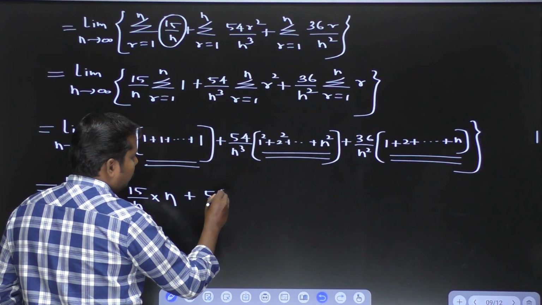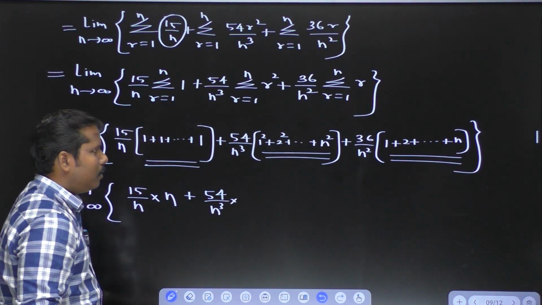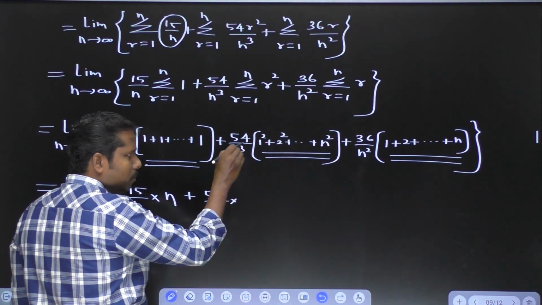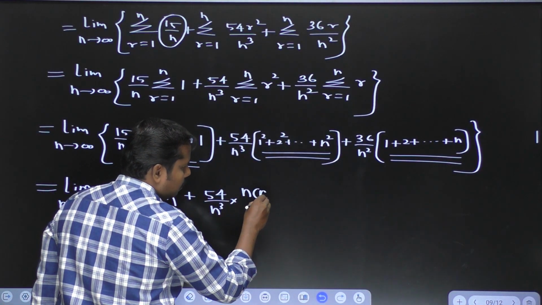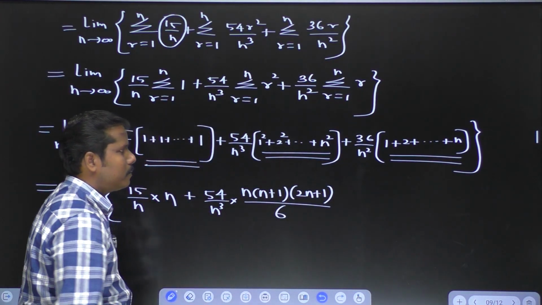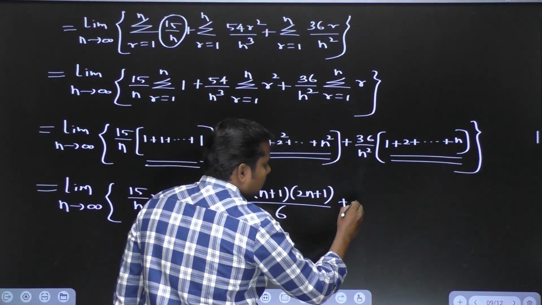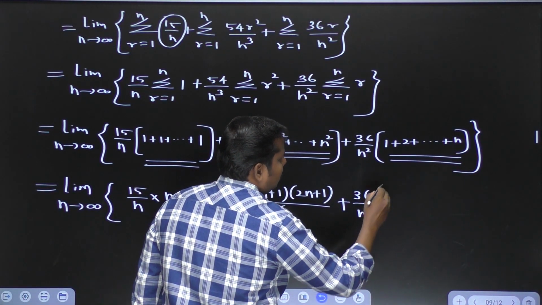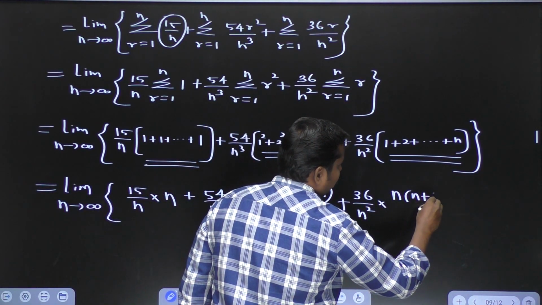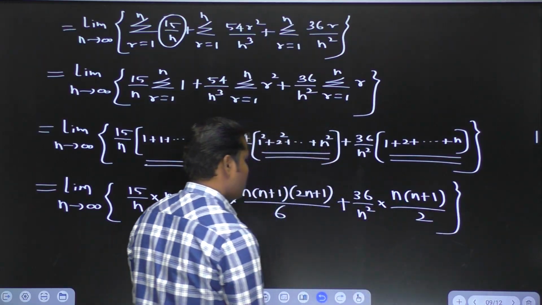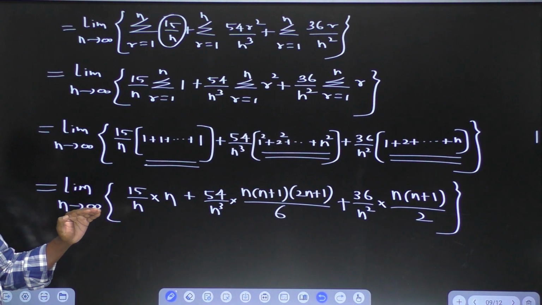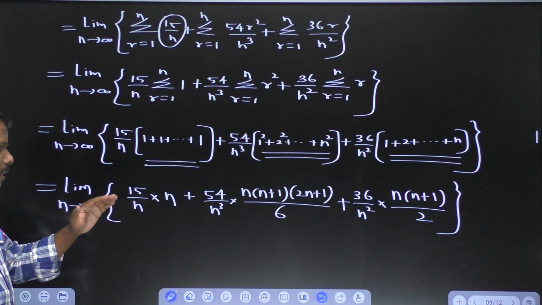Plus 54 by n cube into, what is the answer for this? The sum of the squares of the first n natural numbers. The formula, which is n into n plus 1 into 2n plus 1 by 6. And the last term is 36 by n square into the sum of the first n natural numbers. What is it? n into n plus 1 by 2. Close this. Straight away, don't go for n equal to infinity. All the denominator n's must be cancelled. Until that, you wait.